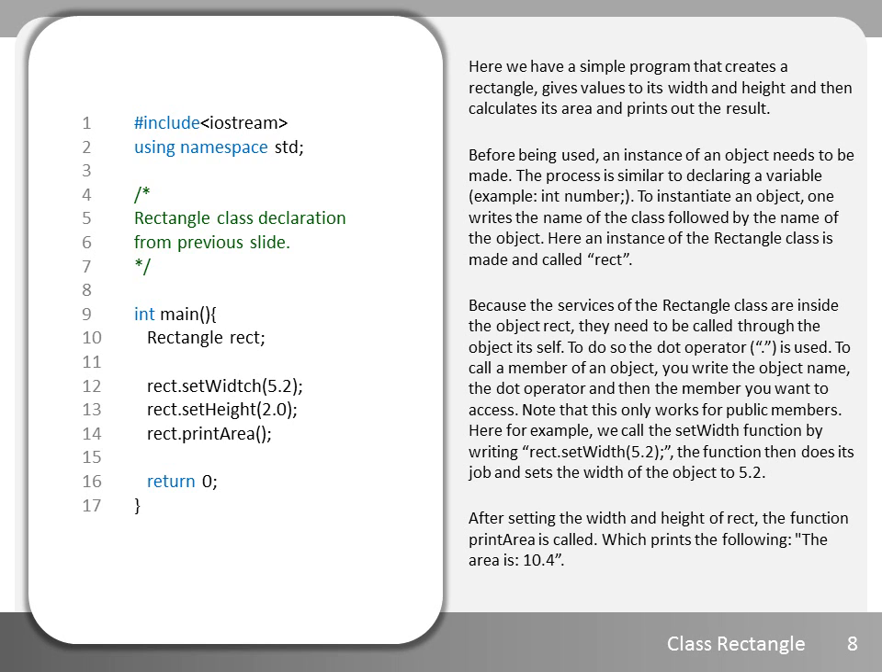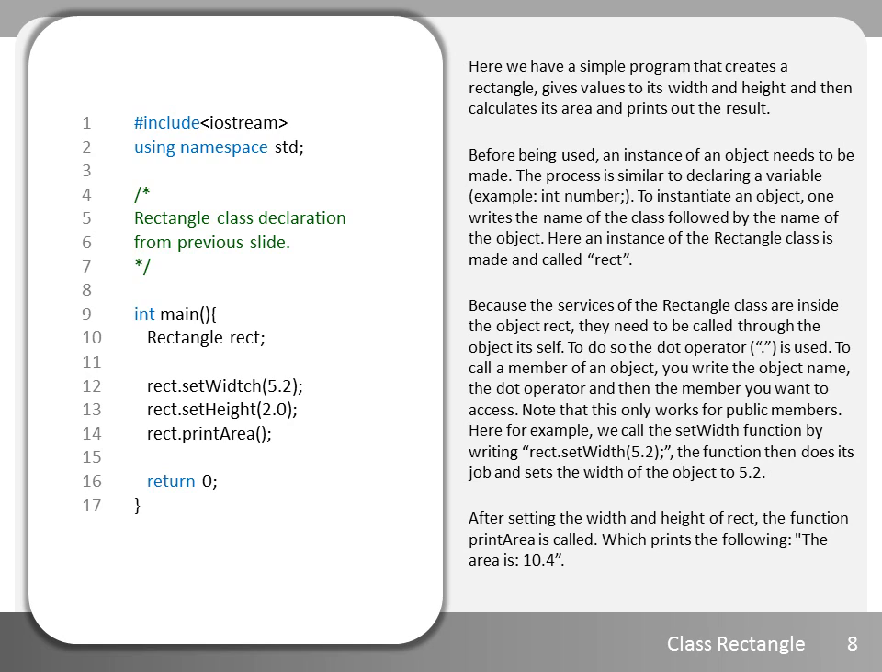Because the services of the rectangle class are inside the object rect, they need to be called through the object itself. To do so, the dot operator is used. To call a member of an object, you write the object name, the dot operator, and then the member you want to access. Note that this only works for public members.